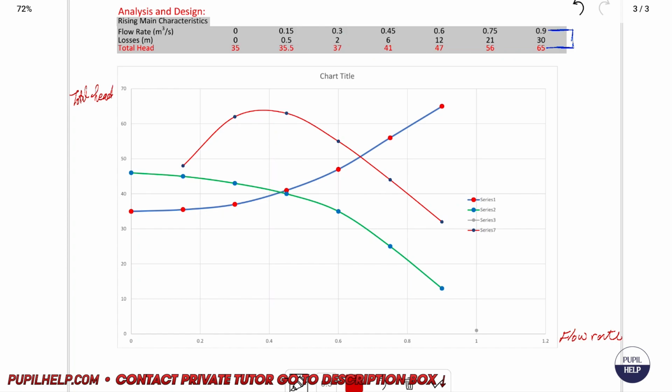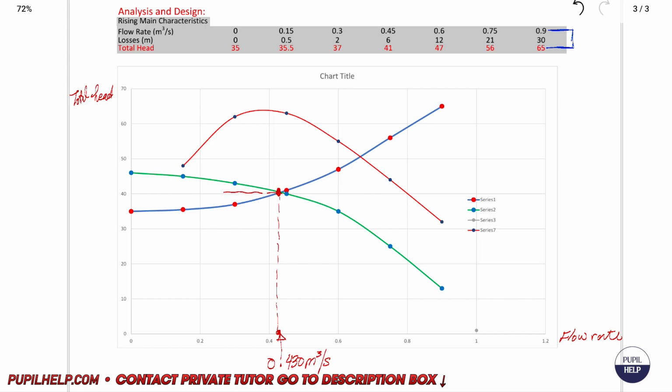Now, these are the graphs. I'll find at this point of intersection, it is this one, between the pump graph and the rising main. So from this intersection point, you see, this is around 0.43 meter cube per second.